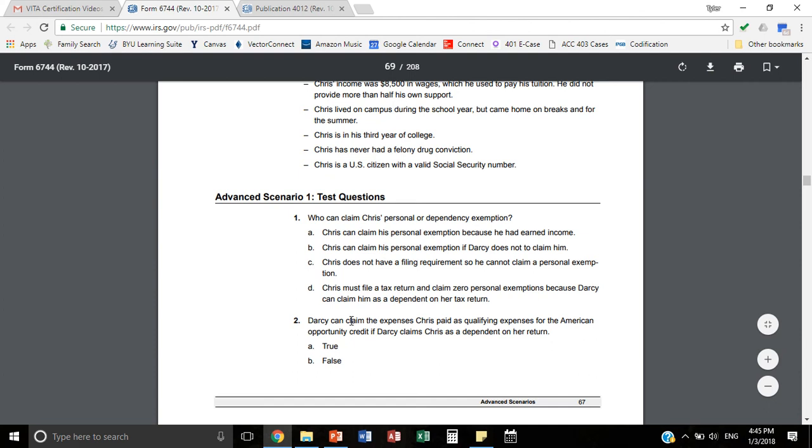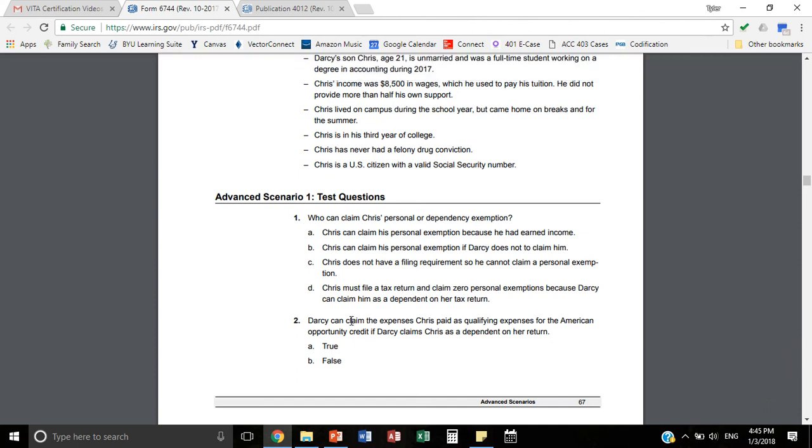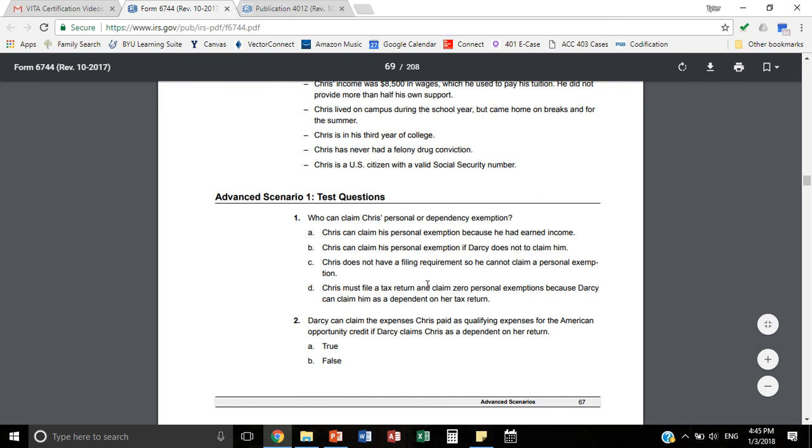Moving on to question number 2, Darcy can claim the expenses Chris paid as qualifying expenses for the American Opportunity Credit if Darcy claims Chris as a dependent on her return. So this is asking basically 2 questions. Does he qualify for the American Opportunity Credit and those expenses associated with that? And can Darcy claim those expenses? Because Chris is the one that paid those expenses, but if she claims him as a dependent on her return, can she claim those expenses even though she didn't pay them? Which is kind of an interesting question that we would even be asking that, but you'll see that it's really interesting how that whole thing works with the dependency.